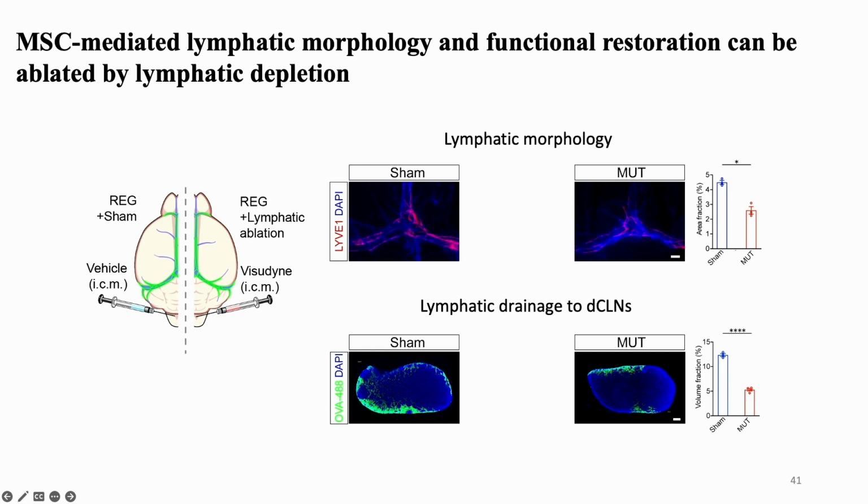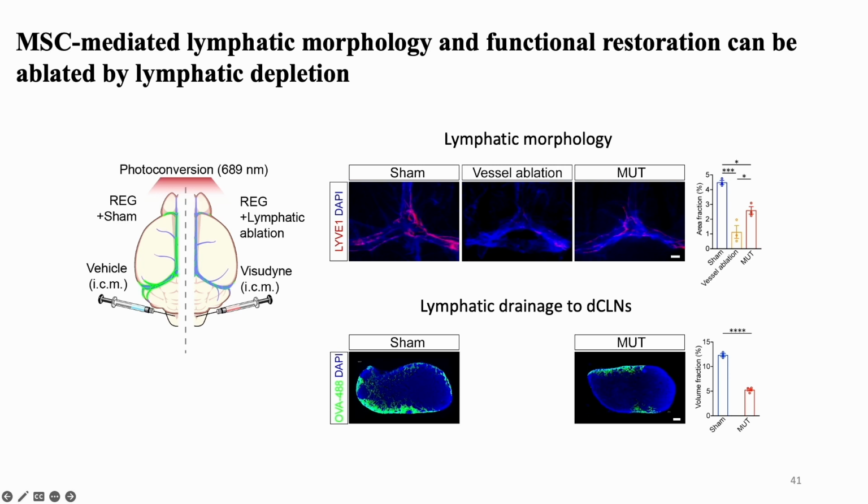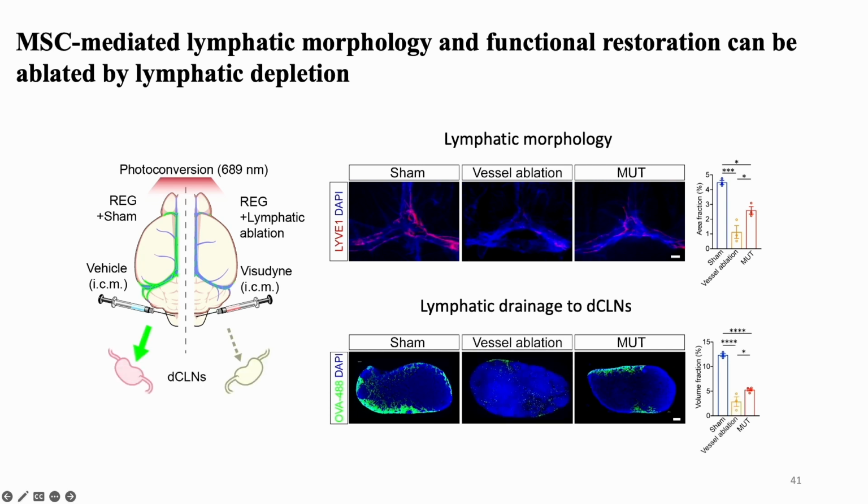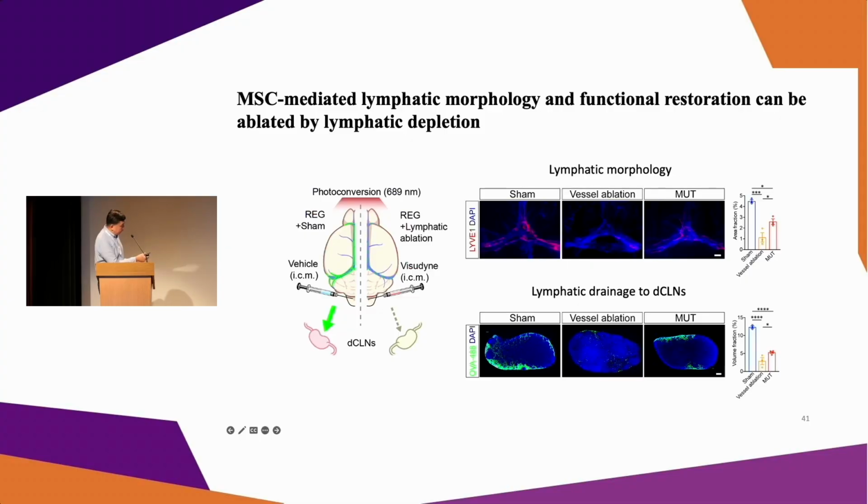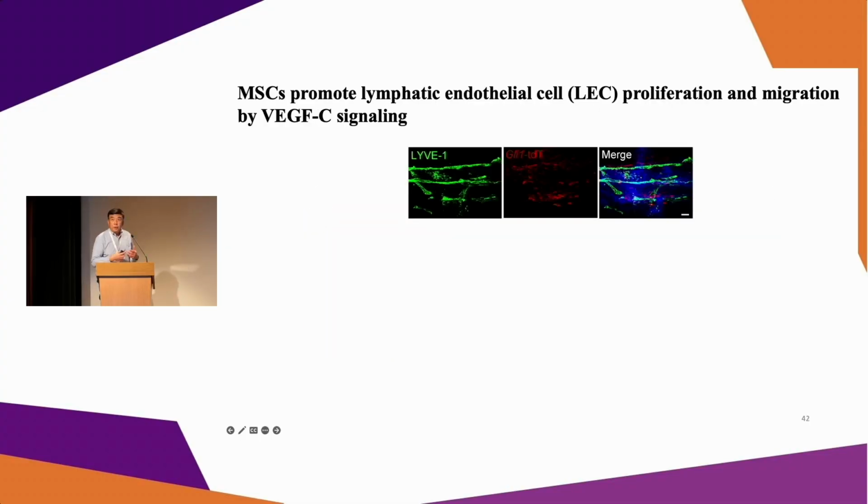into the subarachnoid space, and then upon using this photoconversion, you can actually eliminate the lymphatic system within the meninges. By doing that, basically, you can see a diminished lymphatic vessel and also a compromised lymphatic drainage. So using this approach, we have been able to show the importance of the lymphatic system within the circulation in the brain to help to clear the waste from the brain.